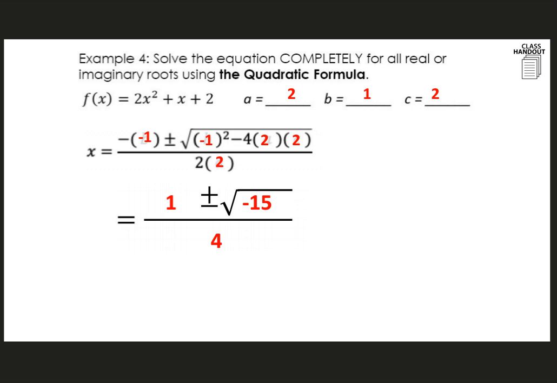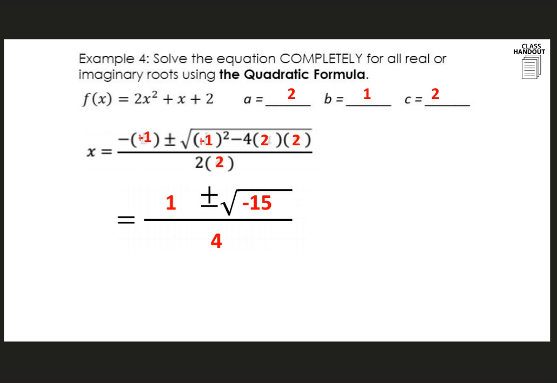All right, so now let's take a look at example number 4. Again, here's my quadratic, 2x squared plus x plus 2. A is 2, b is 1, c is 2. Plugging our quadratic in here, I actually see a couple mistakes that I need to fix. These should all be positive 1.